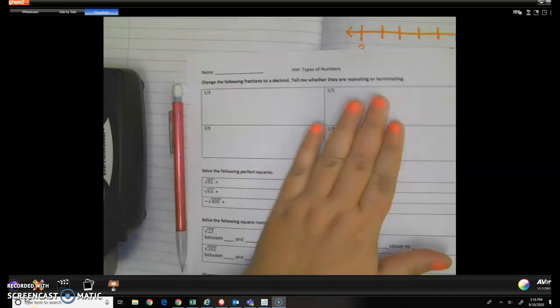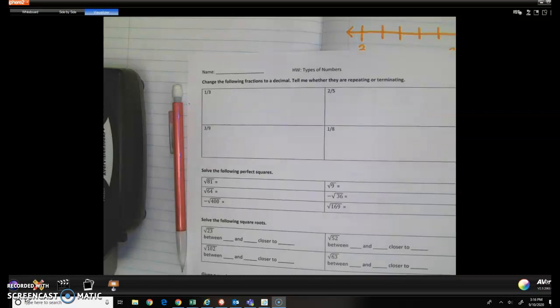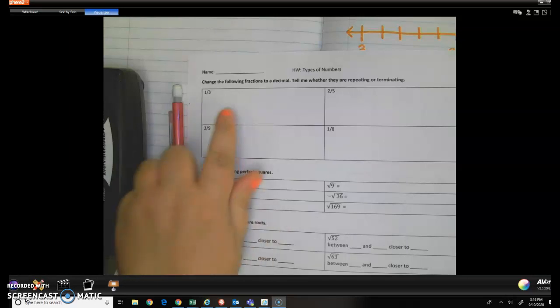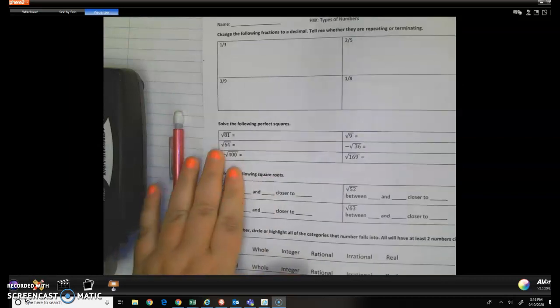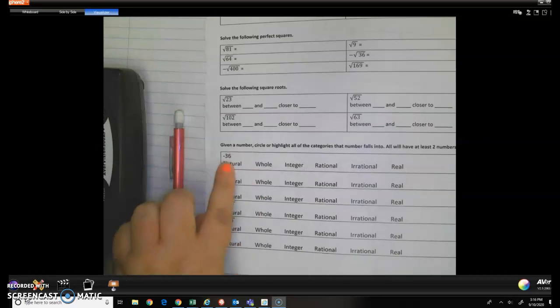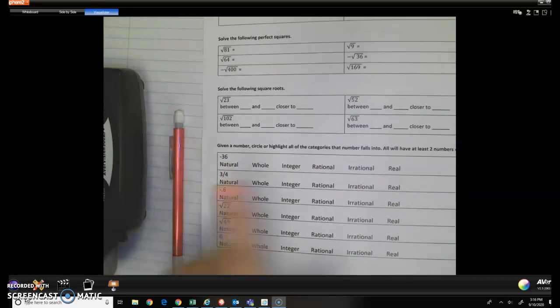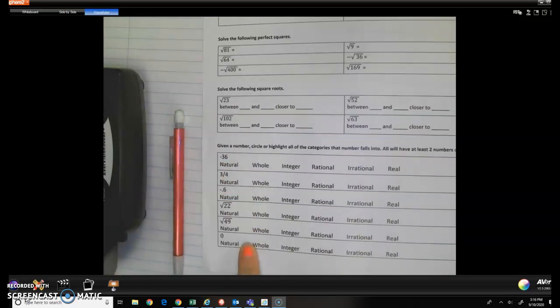Right, so first of all, today you have an assignment. Some of you got a jump start on it yesterday because I did post it. It's not due till Monday, but some of you got a jump start. We have changing fractions to decimals. We have following some perfect squares. We have solving square roots. And then down here, given a number, circle or highlight all of the categories that number falls into.